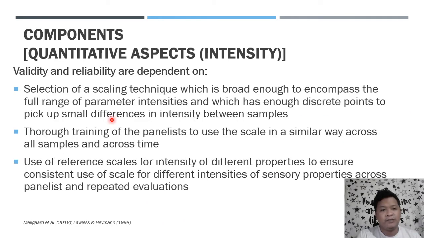So our guideline for the selection of the scale type or scaling technique is that it should be broad enough to encompass the full range of parameter intensities and have enough discrete points to pick up small differences. So yung breadth is ano ba yung ilalagay mong ends ng scale? Halimbawa, kung ang tinetest mo ay tinapay na expected mong malambot, hindi mo kailangan maglagay ng dun sa hardness scale mo na extreme end ay kasing tigas ng candy, kung hindi mo naman nini-expect na may tinapay in existence na kasing tigas ng candy, right?